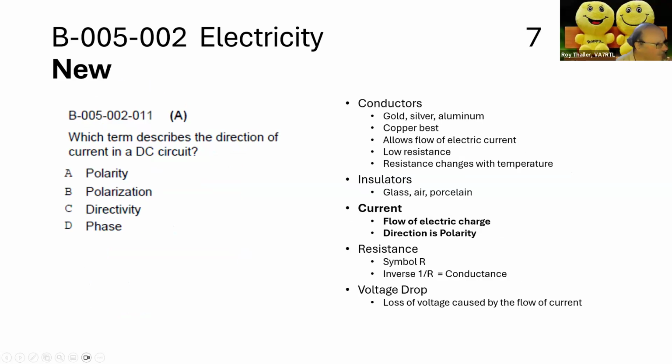D. Here's a new question. What term describes the direction of current in a DC circuit? So that would be polarity.